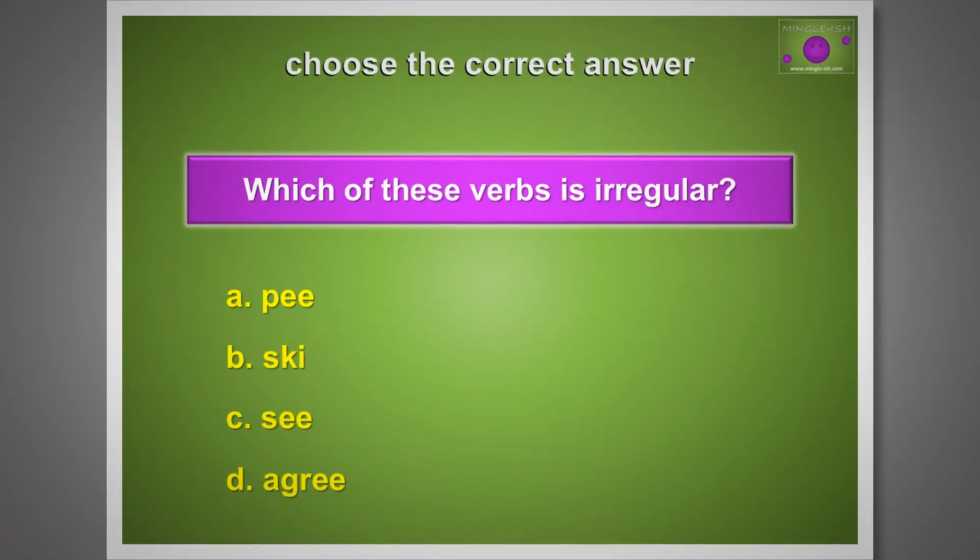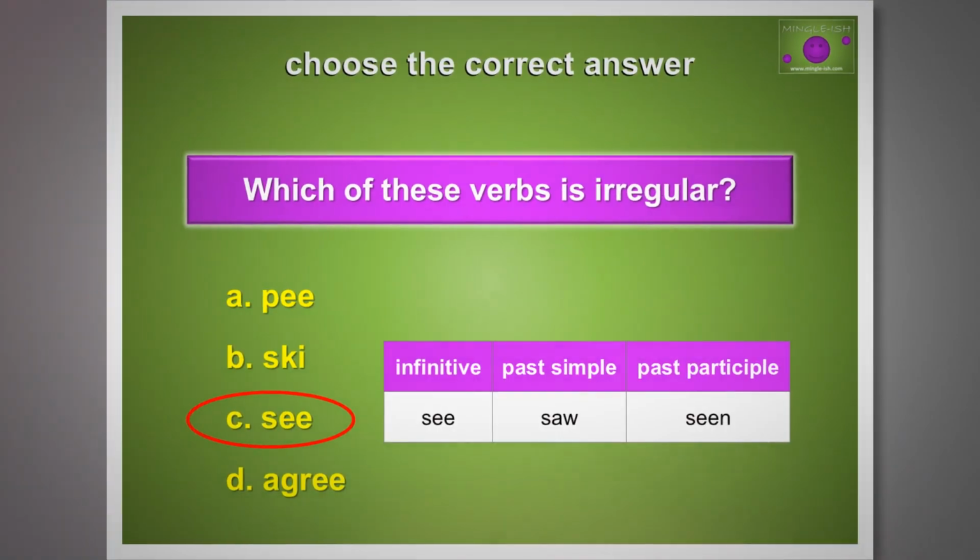Number 2. Is it A, P, B, ski, C, C, or D, agree? The correct answer is C, C. The past simple is saw, and the past participle is seen.